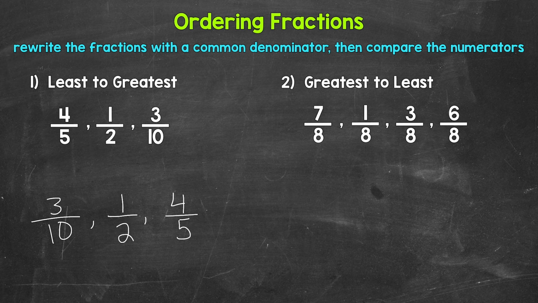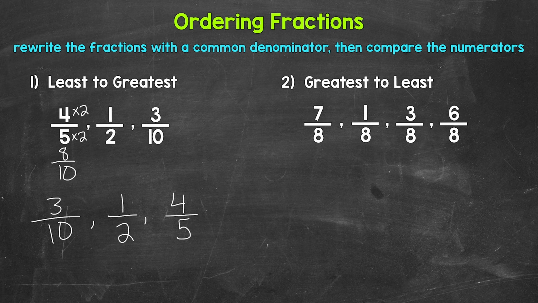Now let's actually prove we are in the correct order by renaming these fractions with a common denominator. The least common denominator between 5, 2, and 10 is 10. We will start by renaming 4/5. So how do we get that denominator of 5 to equal 10? Well, 5 times 2 gives us 10. Whatever we do to the denominator, we must do to the numerator in order to keep this equivalent. 4 times 2 gives us a numerator of 8.